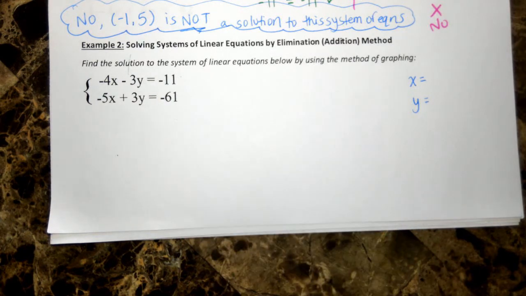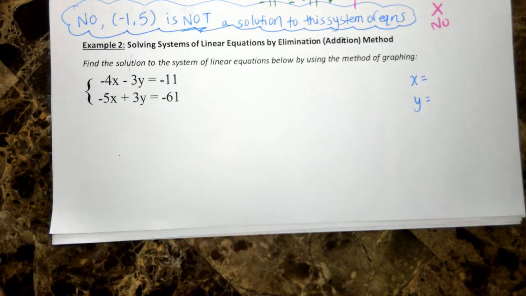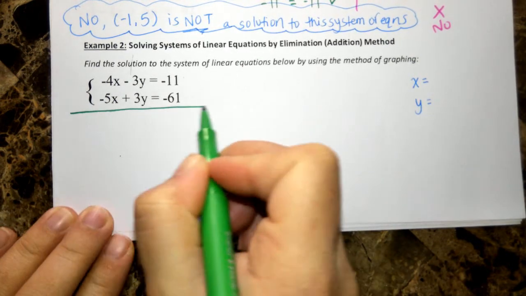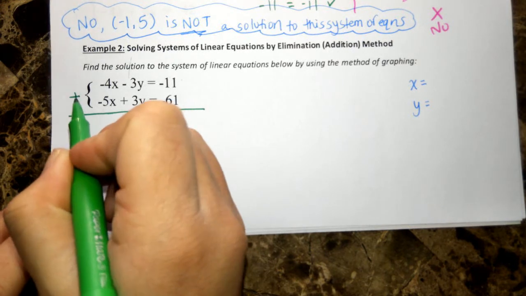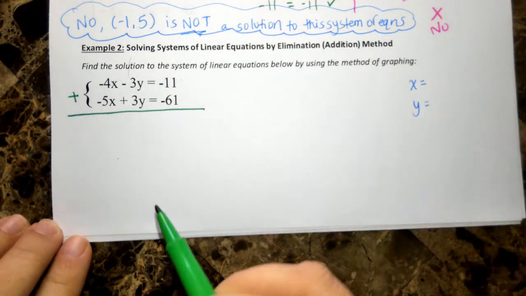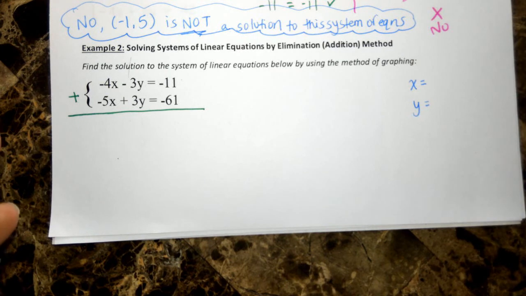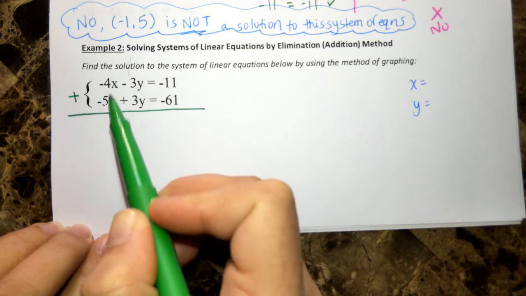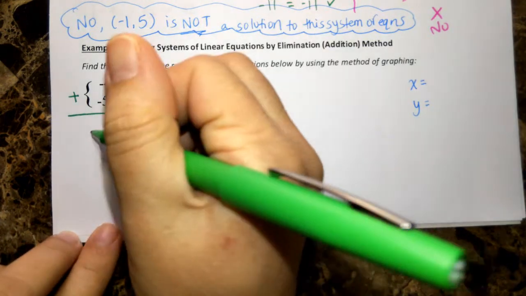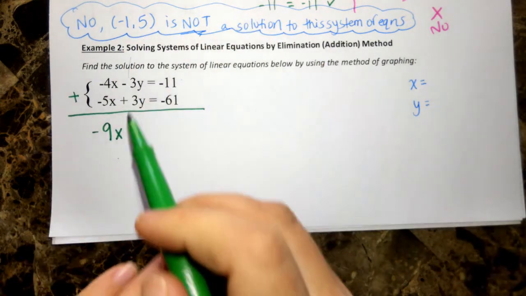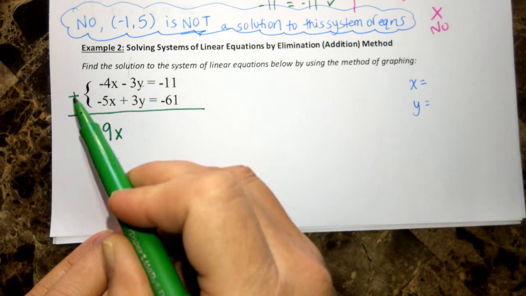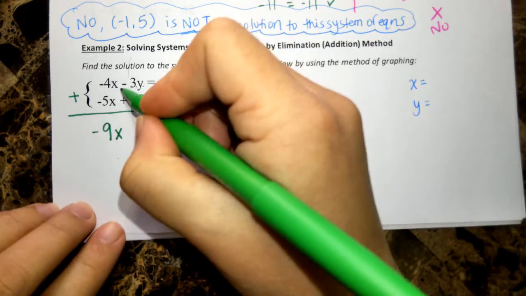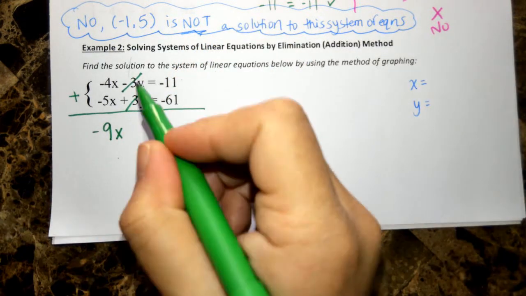And that works to our advantage because I don't know what x is and I don't know what y is, and it's hard to solve them at the same time. But if I were to take these two equations and add them, that's why I've also heard it referred to as the addition method, we would end up with some cancellations. Let's add everything up: negative 4x plus negative 5x. Negative 4 plus negative 5 is negative 9x. And then we would have negative 3y plus 3y. Negative 3 plus 3 is actually 0. So those cancel out, and we don't have any y's now.